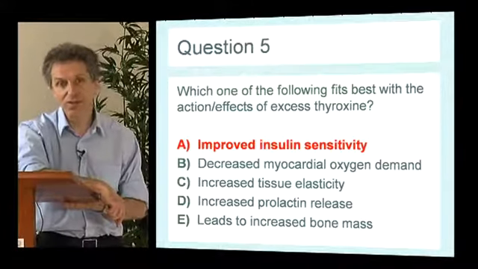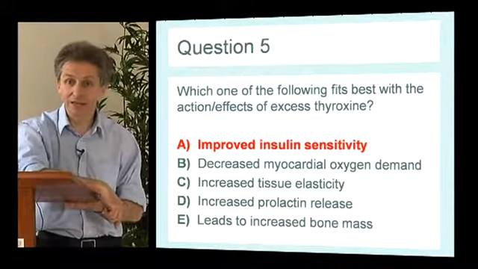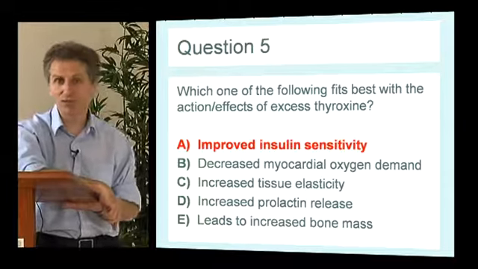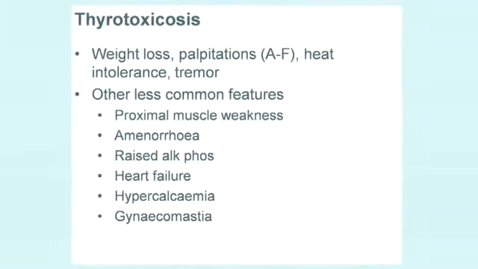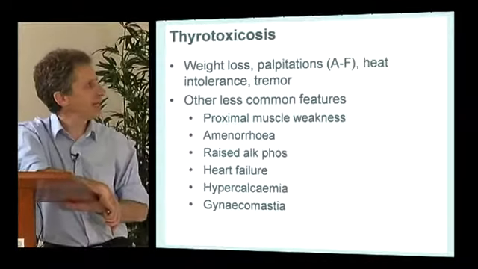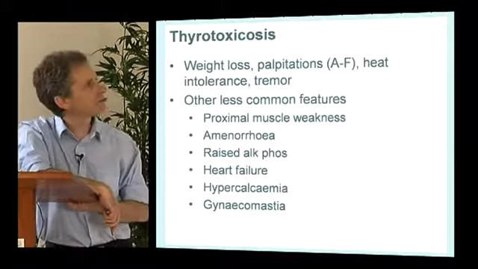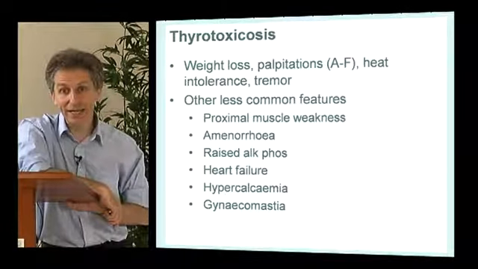And certainly I had a patient with type 2 diabetes who found he needed less and less insulin and lost weight. He was very pleased with this, only to discover that he had thyrotoxicosis. So we need to think about the unusual features of thyrotoxicosis, and you'll be familiar with the common features: weight loss, palpitations, particularly atrial fibrillation, heat intolerance, and tremor.